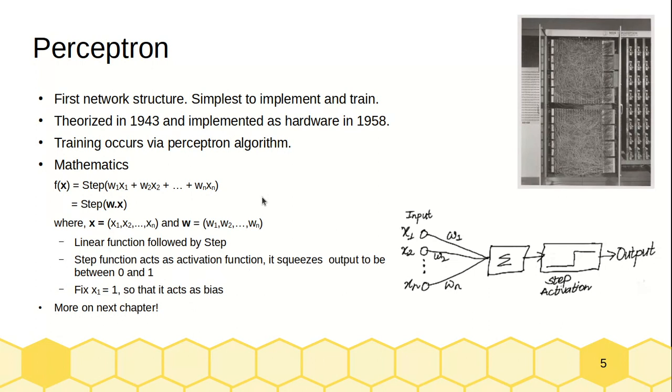So the output may be like -1000 or +1000, but as long as it is less than 0, it will be 0, and as long as it is greater than 0, it will be 1. I mean, it will be 0 if it is less than or equal to 0, and it will be 1 if the output is greater than 0.